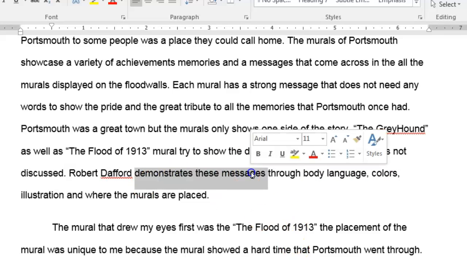"That is not discussed." "It demonstrates these messages." Come out there and say it. If you don't think the murals do a good job of showing race, or there's a critique you have about how race is represented in the murals, cool, come out and say that. Right now it's not there. It's buried, and I have to piece it together as I'm reading.